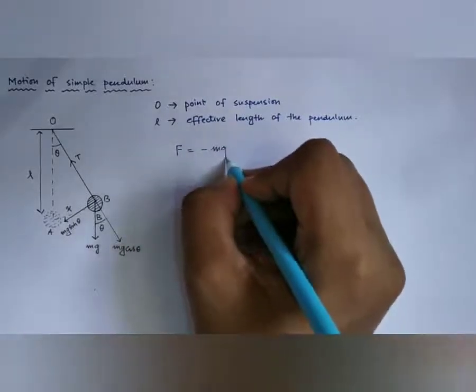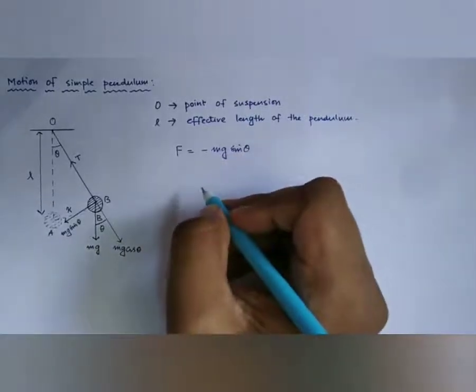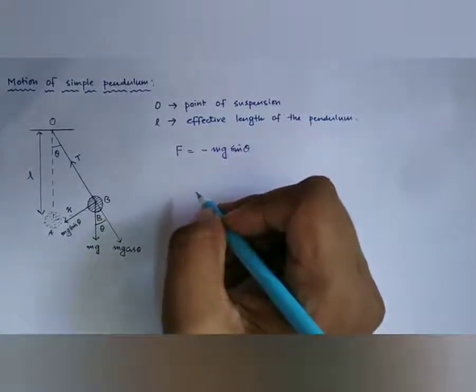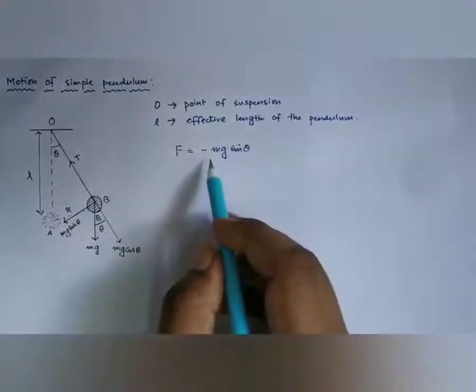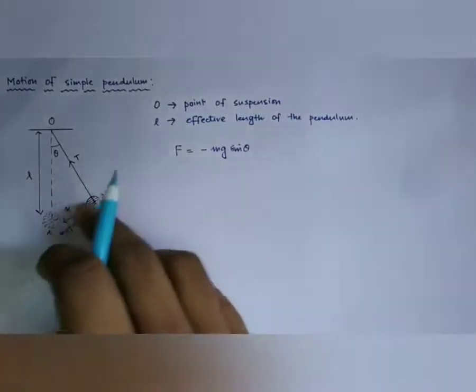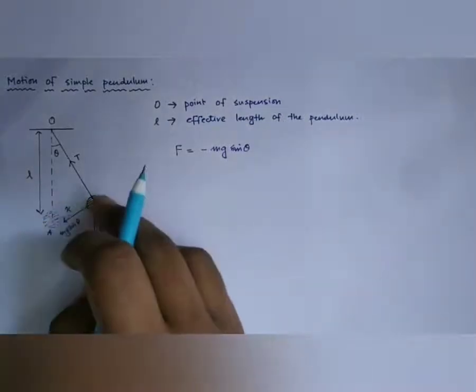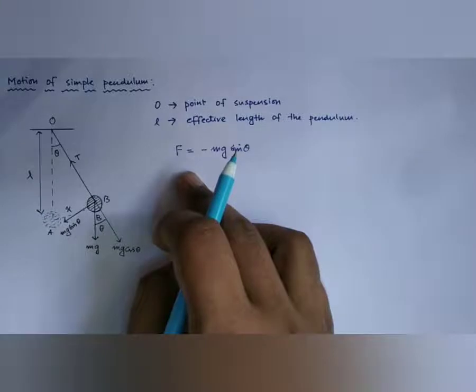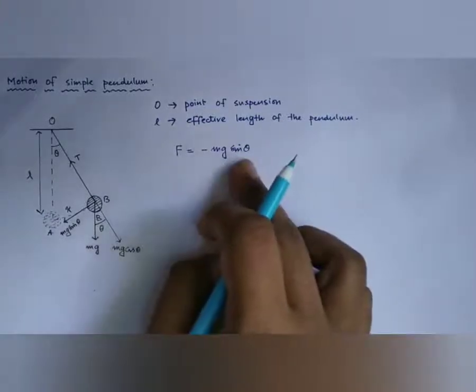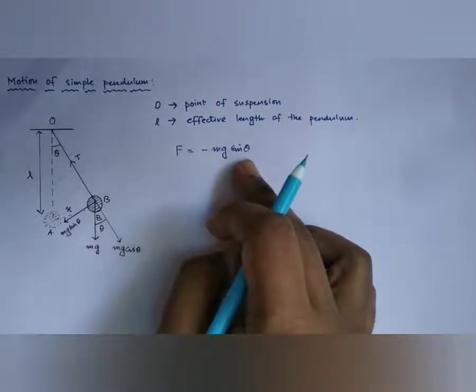So here the restoring force is given by F is minus mg sin theta. What is the negative sign signifying here? It signifies that this force is in a direction opposite to the displacement of the bob from A to B, and it is supplying the restoring force here. As we know, here theta is very small, it is less than 4 degrees.